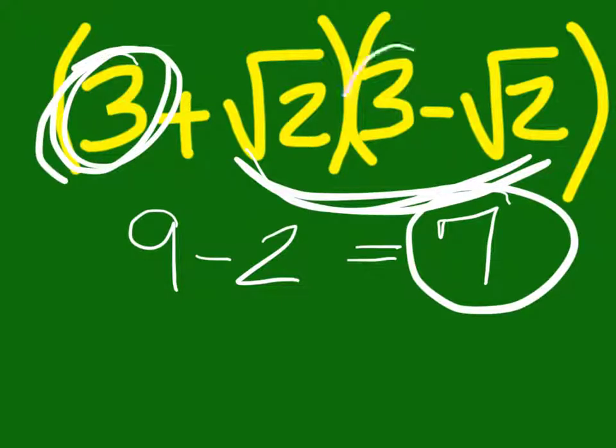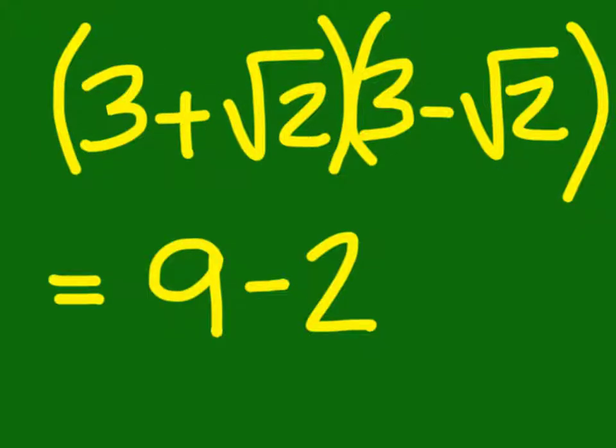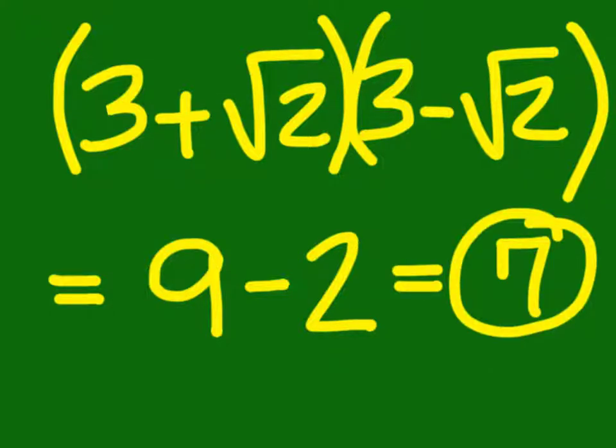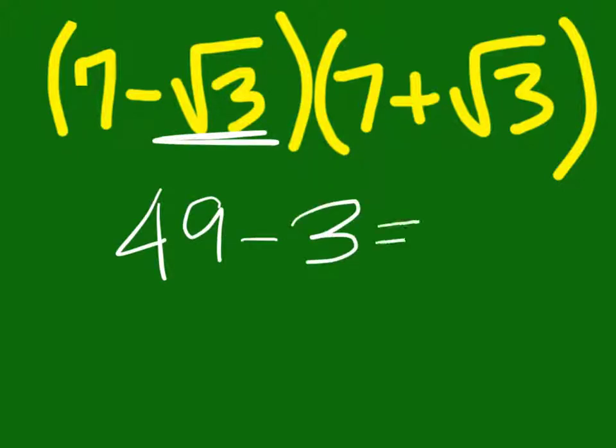Square the 3, come up with 9. Put a minus sign down. This squared is just the number under the square root sign, 2. And then 9 minus 2 is 7. What if I had 7 minus the square root of 3 and 7 plus the square root of 3? What's 7 squared? 49. And what's square root of 3 squared? Final answer is?